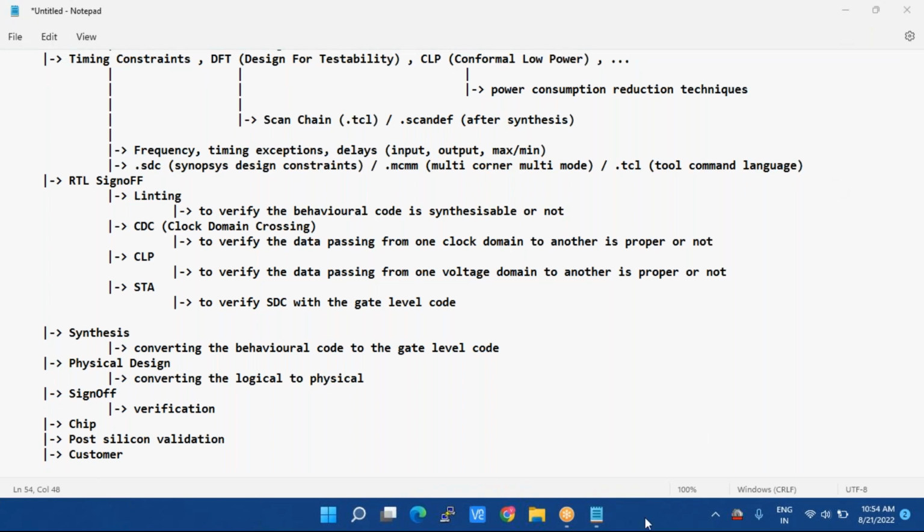A small doubt. This STA, the same thing we can find in backend flow also, right? So both we call as STA only, right? Yes. The terms will be like RTL sign off STA, pre-layout STA, post-layout STA.